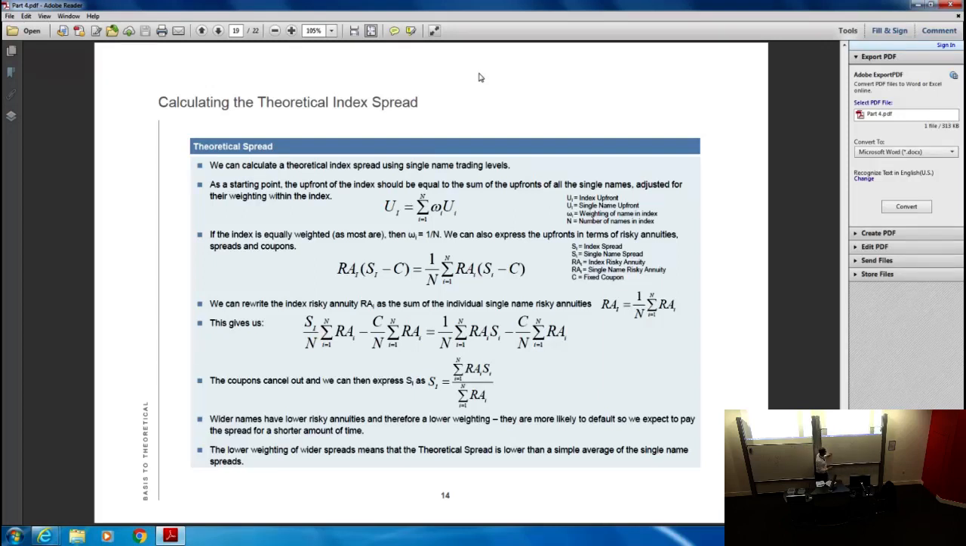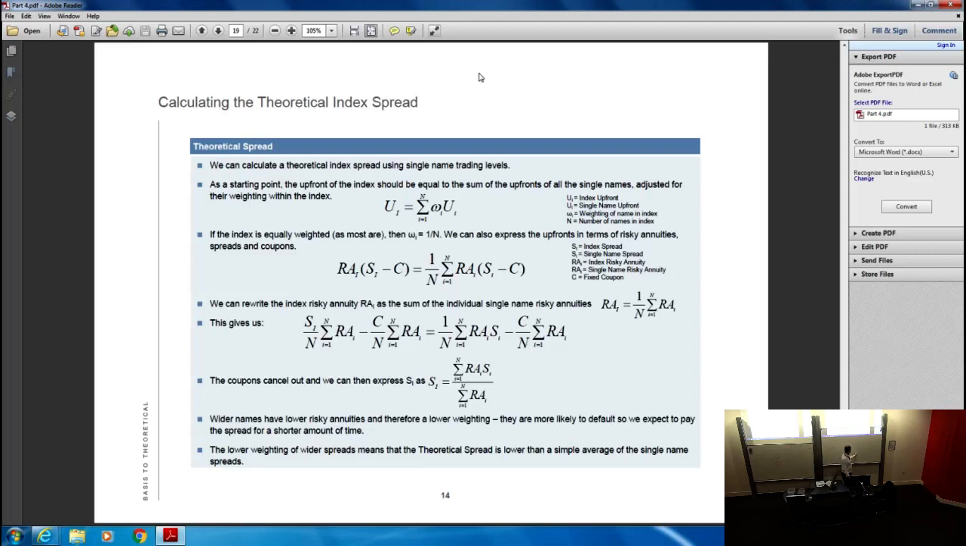The next thing we're going to say is that this risky annuity, because everything is equally weighted, is just the sum of the individual risky annuities in an equal weighted form. Again, the risky annuity of the index itself is just the equal weighted sum of all of the single name risky annuities themselves.